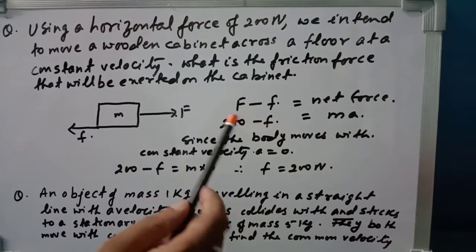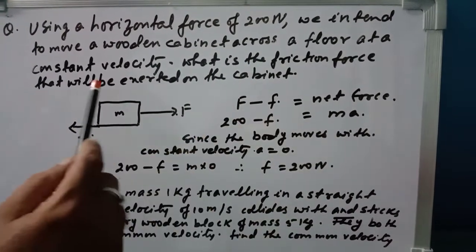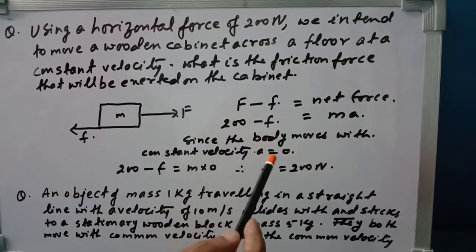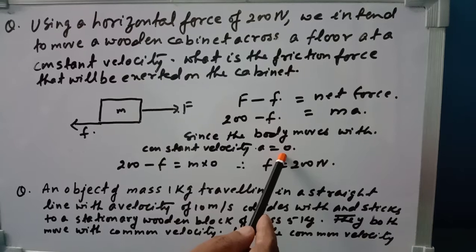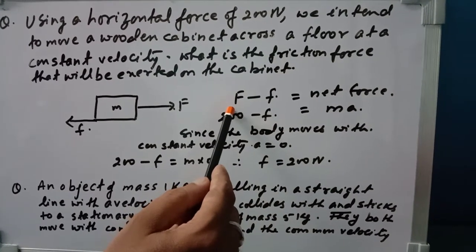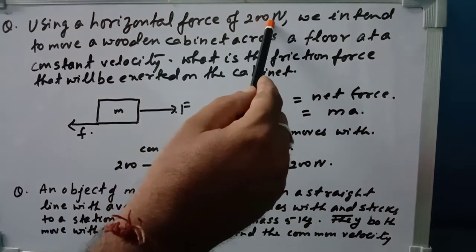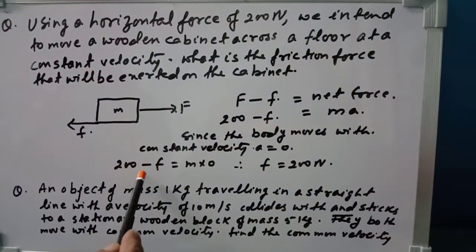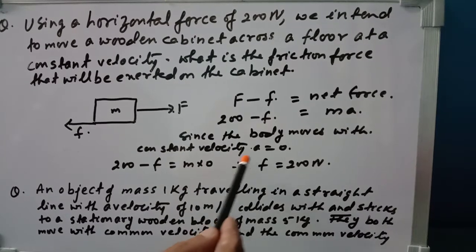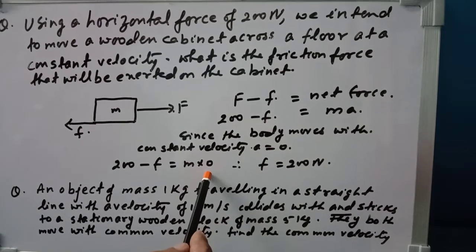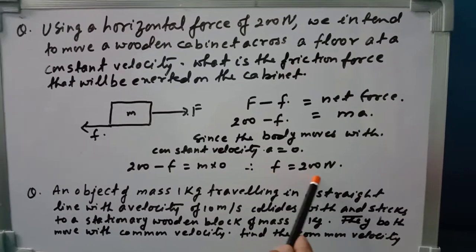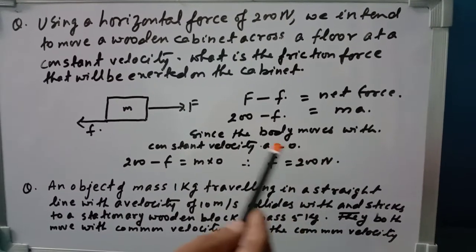Now the question is that here it is given the body moves with constant velocity. If any body moves with constant velocity, that means acceleration is 0. Now in the question, the force applied is given as 200 Newton. So 200 minus small f is equal to m into a, and acceleration a is equal to 0 as the body moves with constant velocity. So frictional force f is equal to 200 Newton.